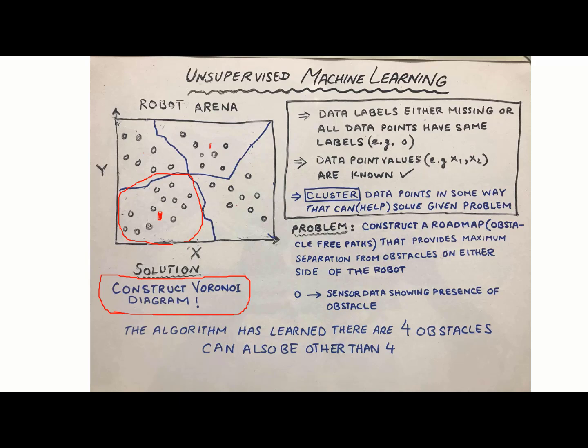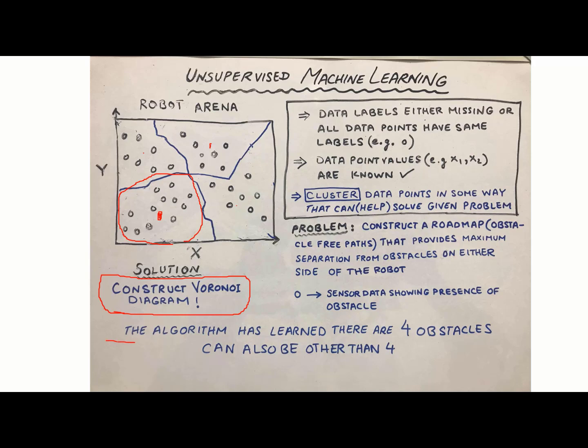So all the data points in this partition are closer to the centroid over here. And you can see animations, you can refer to the internet resources, you can look at the literature on how to construct this Voronoi diagram manually. But let's say this is what the algorithm comes up with. So we have 4 partitions, and these boundaries represent the roadmap. So your robot can navigate through the arena by following this obstacle-free path.